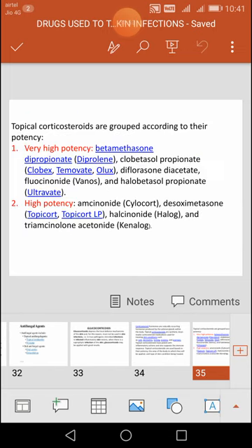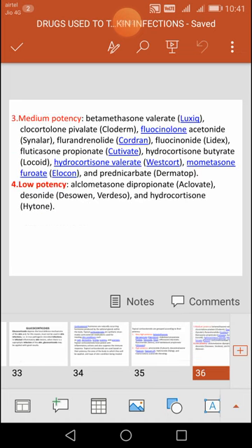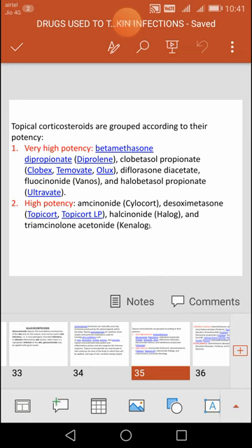They are grouped based on potency: very high potency and high potency, then medium potency and low potency. We will discuss very high potency. They are betamethasone dipropionate, then clobetasol propionate, then diflorasone diacetate, then fluocinonide, and halobetasol propionate.